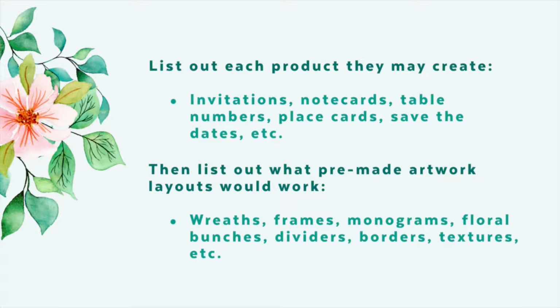A great way to get these ideas on paper is to list out each product that your ideal buyer may want to create with your artwork. For example, for a wedding stationer, they may create invitations, note cards, table number cards. And so I'm going to think about what artwork and pre-made layouts will work best for each type of product that they may want to create with the artwork. This can include wreaths, frames, monograms, floral bunches, dividers, textures, and so much more.